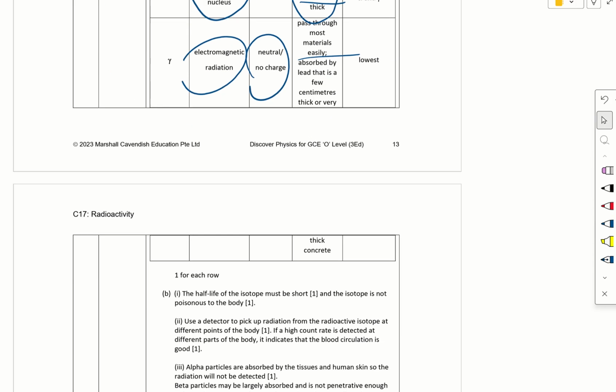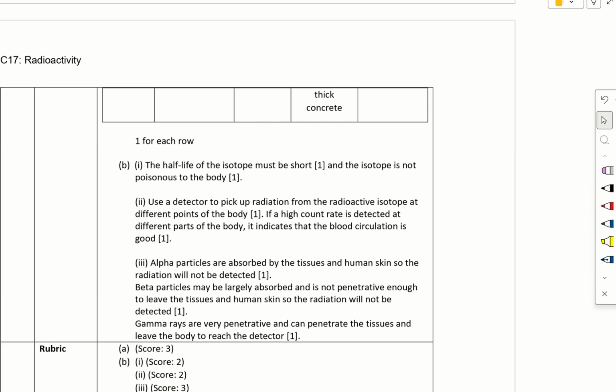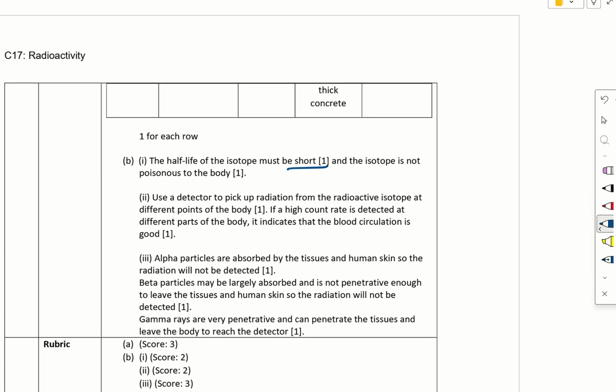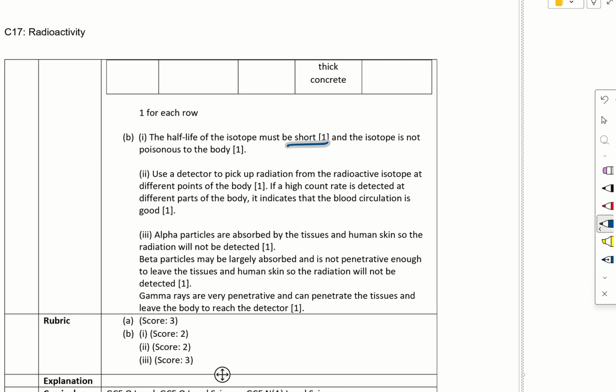Okay, suggest 2 criteria for such a radioactive isotope to be injected into the bloodstream. I would really memorize this. What are the 2 criteria? The first one is the half-life must be short. What is the purpose? Because if the half-life is short, it will not stay in my body. It will undergo decay, and after it has served its purpose, I don't want it in my body anymore. The other one is the isotope must not be poisonous to the body.